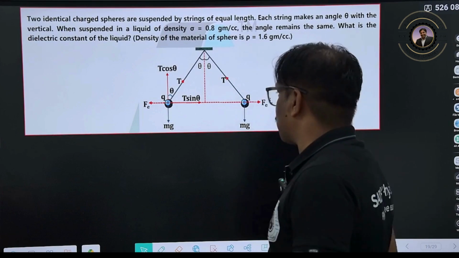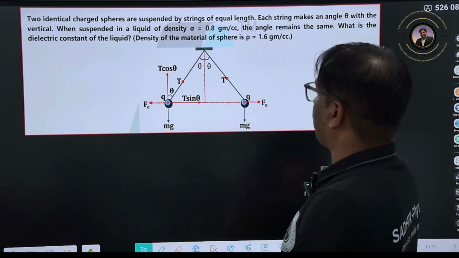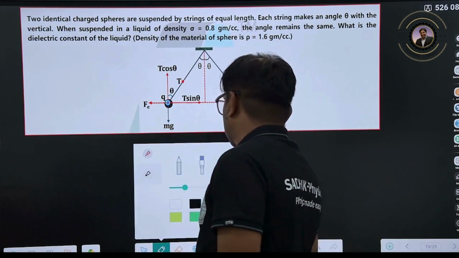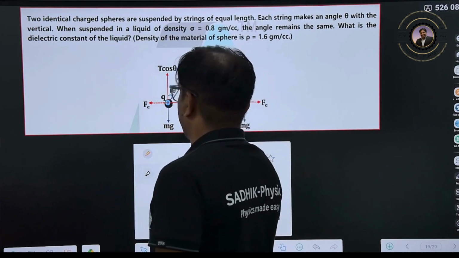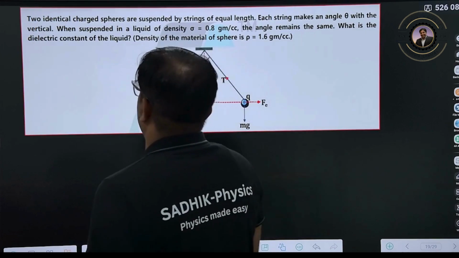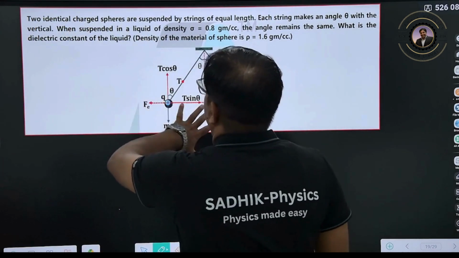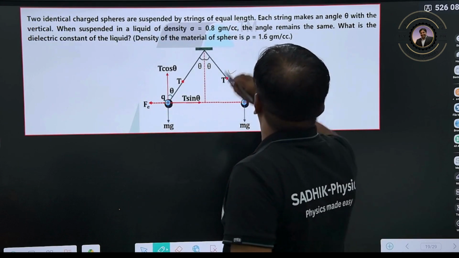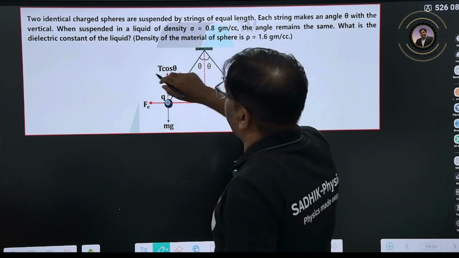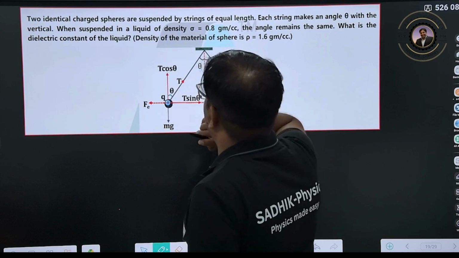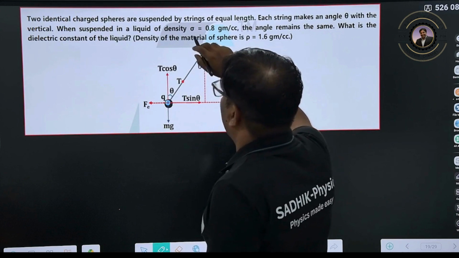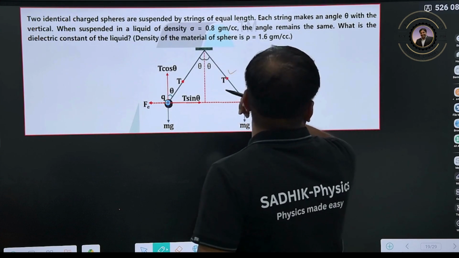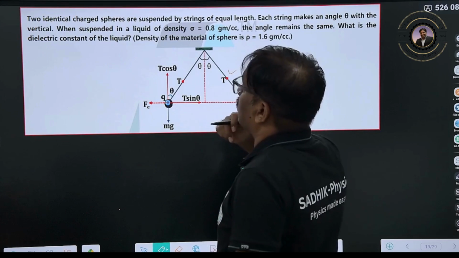Now we'll do one more question, a slightly lengthier concept. Let us see, try to understand this question. What is given here? Two identical charged spheres are suspended by strings of equal lengths. The strings make an angle theta with the vertical. When suspended in the liquid, the angle remains the same, so this theta also remains the same. What will be the dielectric constant of the liquid?